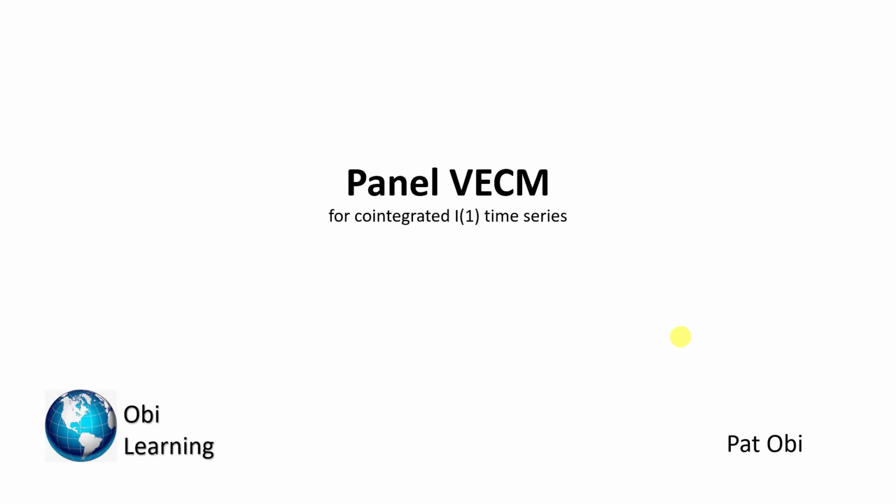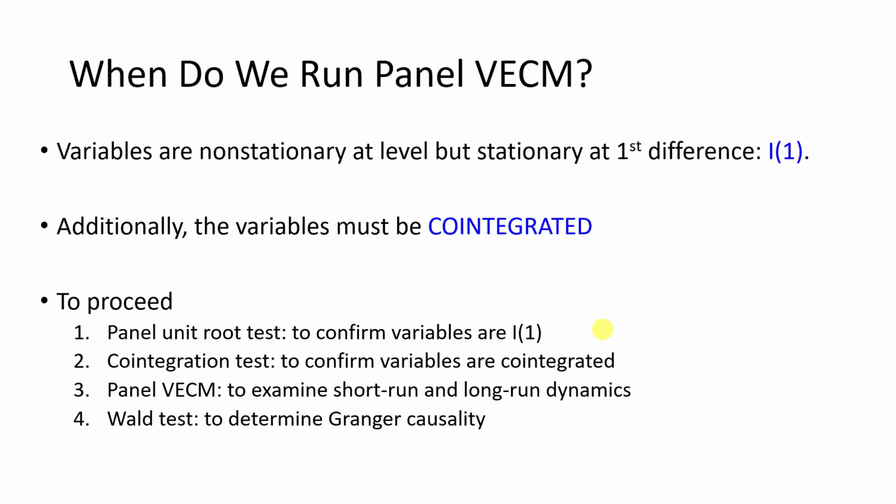In this video, I explain the modeling process for panel vector error correction model. So when do we run panel VECM? And the answer is when dealing with variables that are non-stationary at level but stationary at first difference. In other words, the variables have to be integrated of first order, or I(1). And additionally, the variables must be co-integrated.